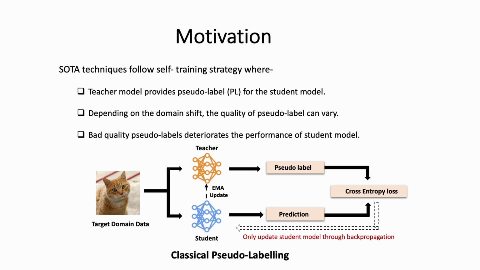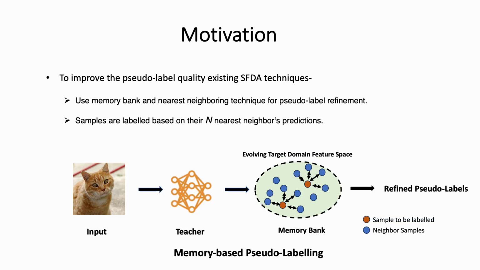To explain the motivation behind our work, we first give a brief overview of the working principle of state-of-the-art techniques, which follow a self-training strategy where the teacher model provides pseudo-labels for the student model. Depending on the domain shift between the target domain and the source domain, the quality of these pseudo-labels can vary. If the quality of the pseudo-labels is bad, then the performance of the student model will deteriorate. To improve the pseudo-label quality, existing SOTA techniques use a memory bank and nearest neighboring technique for pseudo-label refinement. Basically, these methods use a memory bank and take the n nearest neighbors' predictions to calculate the pseudo-label of a given sample.